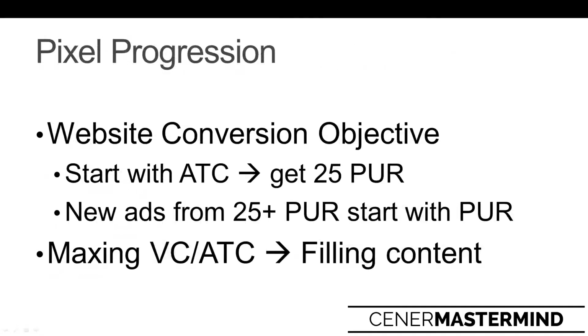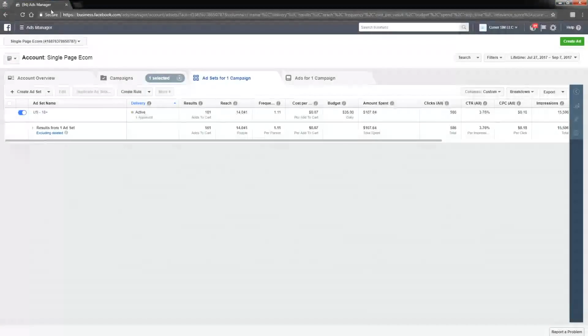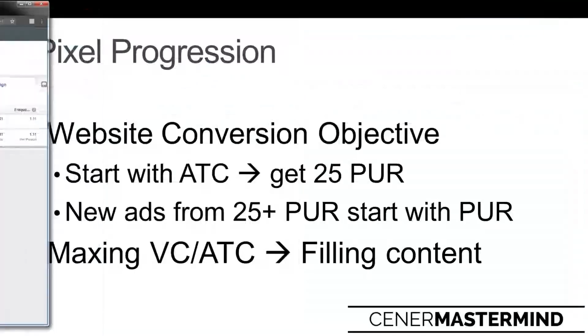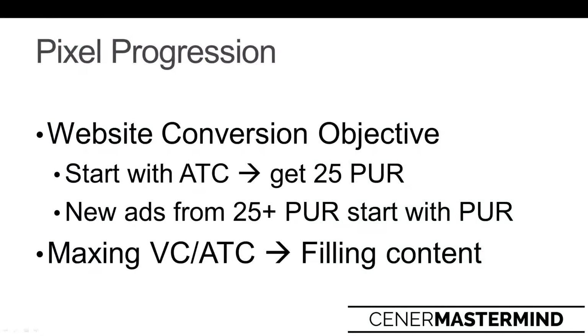Pixel progression. This is really going to answer the question, what do I select when I'm optimizing for an event? We know that we're going to pick website conversion for our ad objective. There's no doubt that website conversion is the best ad objective. But as we know, when we're going in to create an ad, there are different objectives that we can pick.